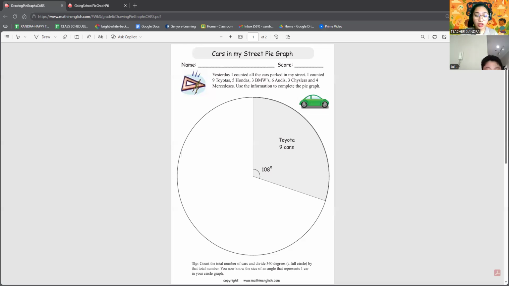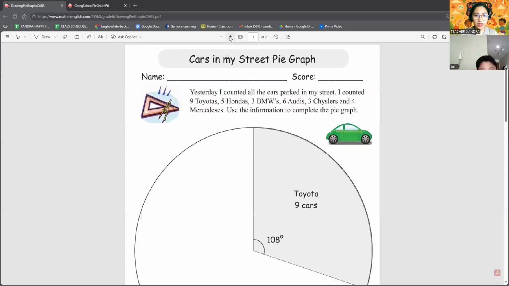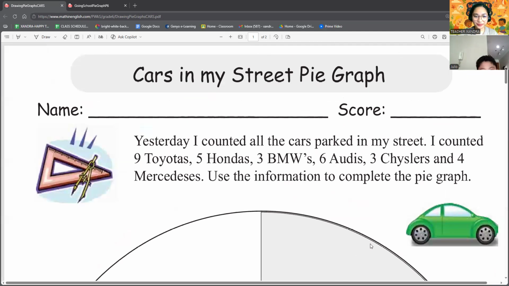Okay, let's start. What can you see here in our activity today? It is all about what? Cars. Okay, it is all about cars in my street. Kindly read this one. Yesterday I counted all the cars in my street. I counted 9 Toyotas, 5 Hondas, 3 BMWs, 6 Audis, 3 Cavaliers, and 4 Mercedes. Use the information to complete the pie graph.